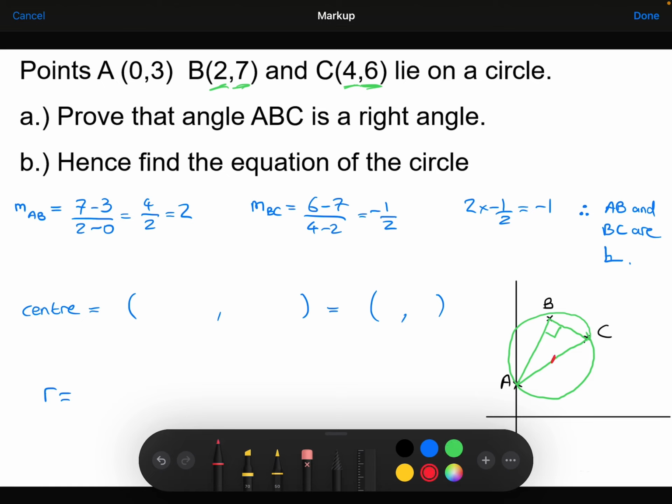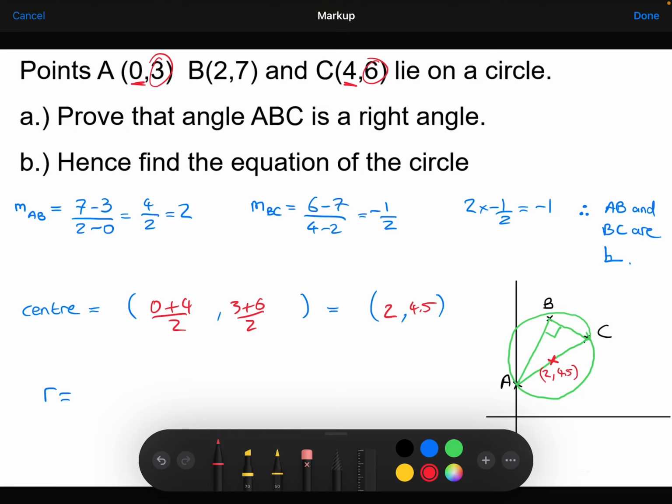Therefore, I know the centre of the circle is the midpoint of AC. To work out the midpoint of AC, I can add the x coordinates together, so 0 plus 4 divided by 2 is 2. Then add the y coordinates together, so 3 plus 6 divided by 2, which is 4.5. So I know that the midpoint and the centre of my circle is (2, 4.5).